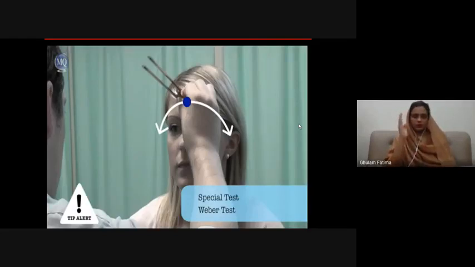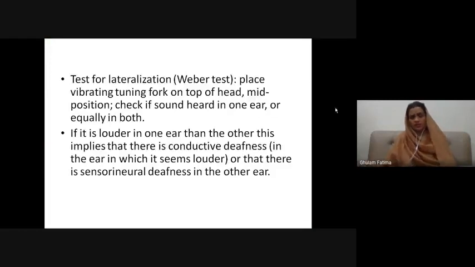The normal situation is that you can hear the same on both sides. The vibrating tuning fork produces a sound. So normally, if the patient is able to hear the same on both sides, then obviously the patient is normal. The abnormal finding is that the patient hears louder on one side, and the other side is comparatively less loud.